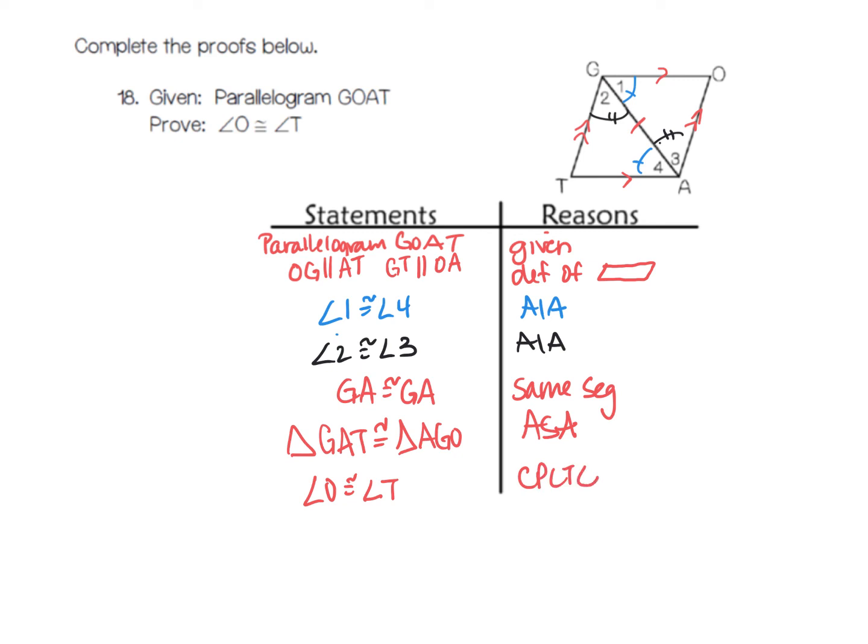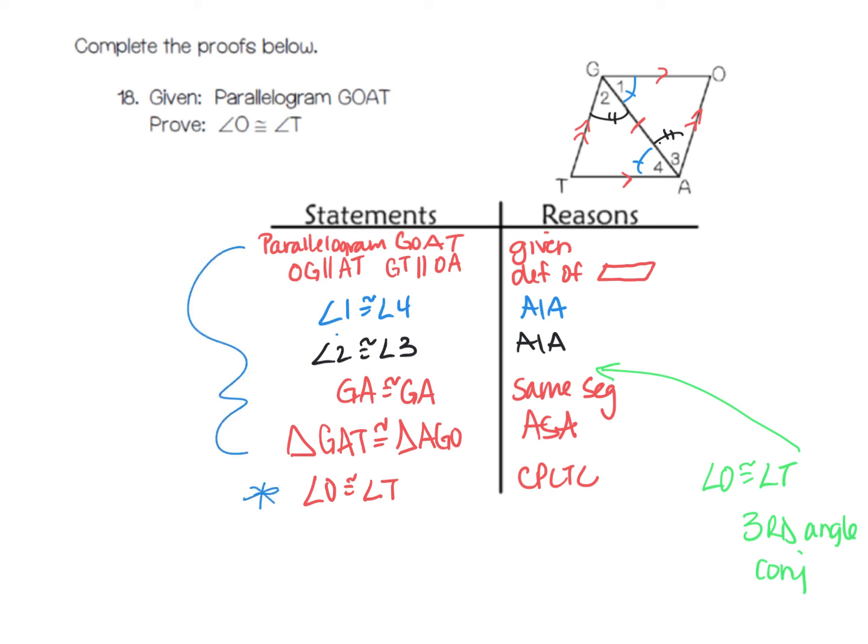All right, the other thing we could have done on this one, and I didn't put this on the review answer key, is after you make these statements that these two angles are congruent, we could have actually said angle O is congruent to angle T because of the third angle conjecture. Because once you have two sets of congruent angles, the third angles must also be congruent. So that's an option. But this proof would really be the same if I were going to do opposite sides congruent, right? The whole thing would be the same with the exception of this last step.